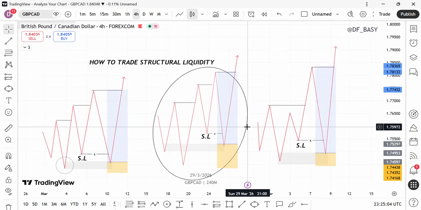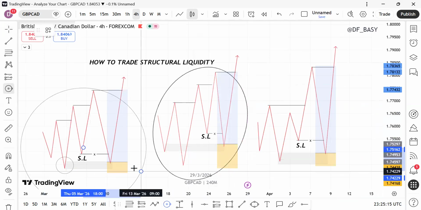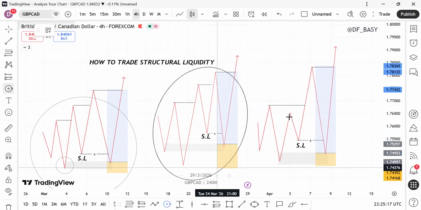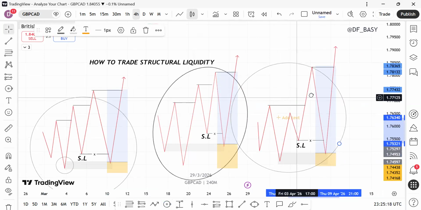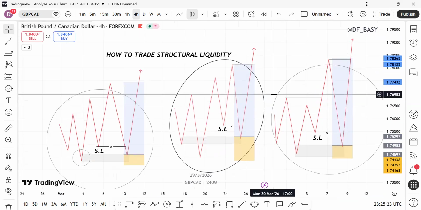This is a very, very high probability setup for me. This guy too is a high probability setup. In any scenario, you need to train your eyes on how to identify them, how to use them, and how to spot them in the market.